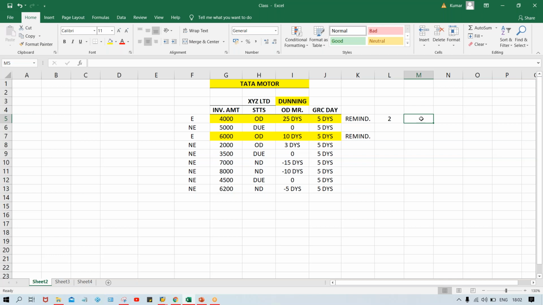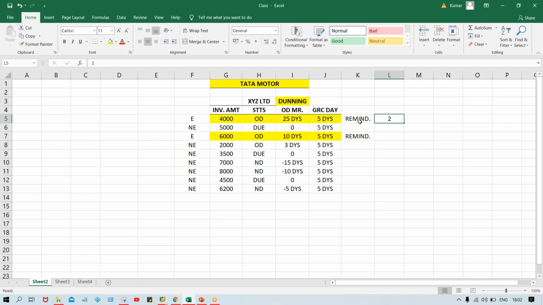And the third reminder means, during the third reminder, what is happening? We are going to threaten them. Threatening in the sense that if you are not going to make payment, then this issue is going to be handled by our legal team, and they will take whatever legal actions are required. Okay, so that is how it is going to be.